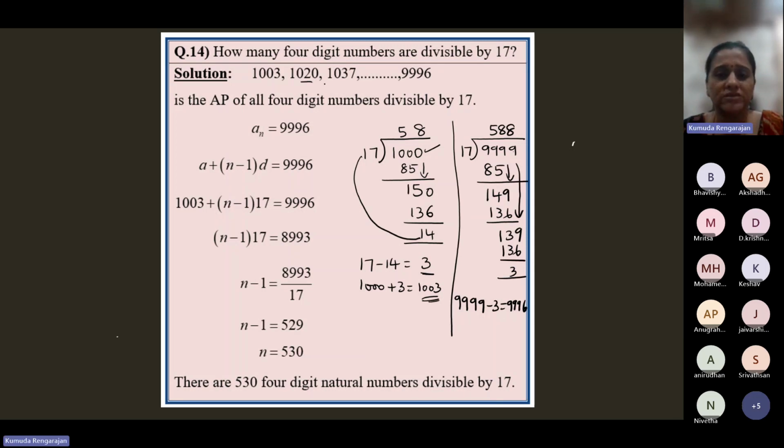And the numbers in the middle, that is, you found the first and the last number of the AP. Other terms you can generate by adding 17. So when you add 17 to the first term, you get the second term. On adding 17 to the second term, you get the third term. So the first term is 1003 and the common difference is 17. 1020 minus 1003, 17. Work this and find the value of n.